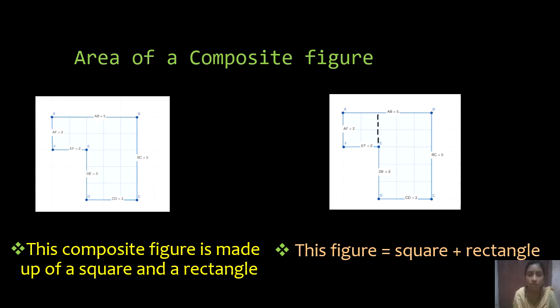So this is the given figure. The first step, as I have told you, is to look into the figure and separate it into known individual shapes. So if you look into this figure, what shapes do you find here? Here we can draw a square, and therefore this becomes a square and this becomes a rectangle. So this composite figure is made up of a square and a rectangle that I have marked here.